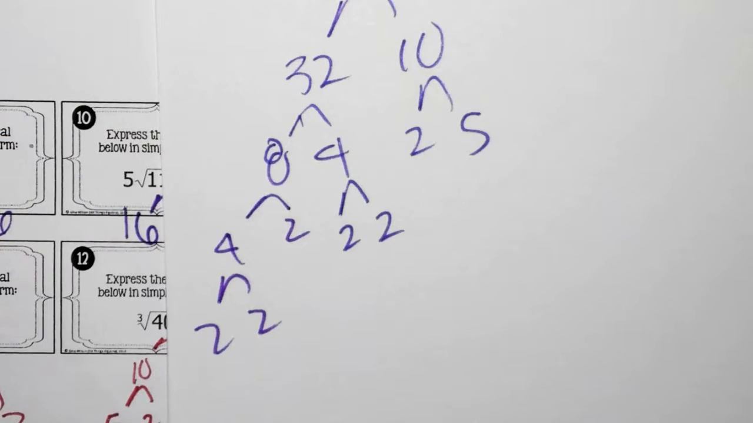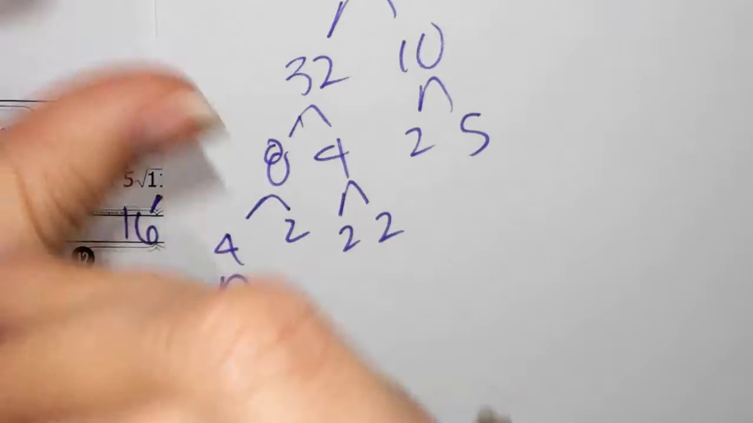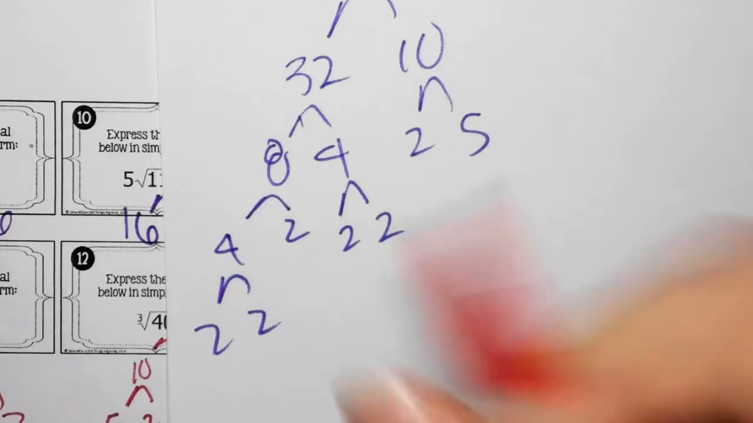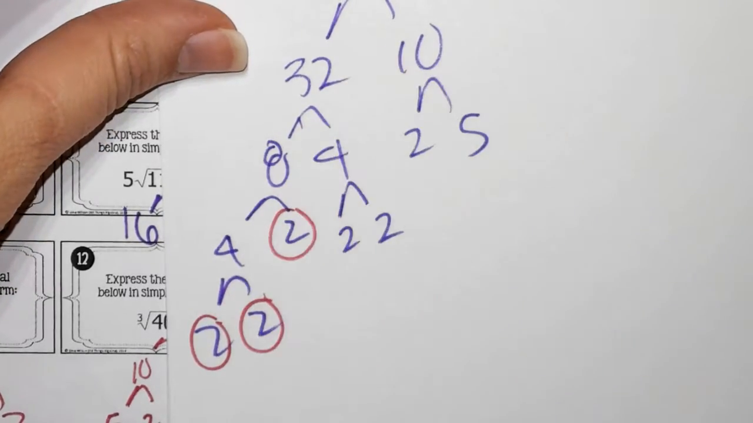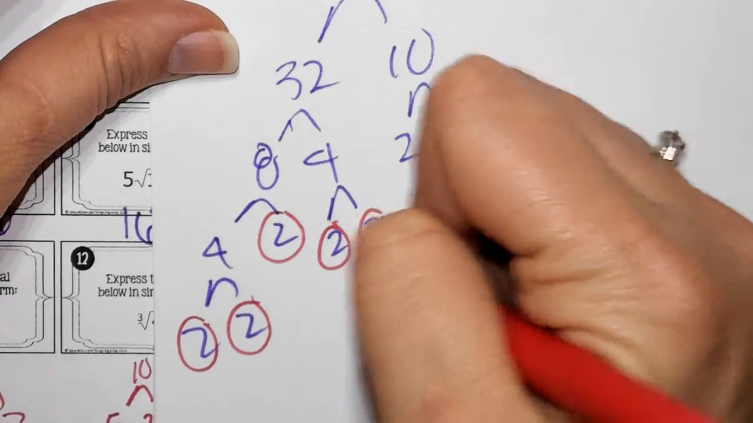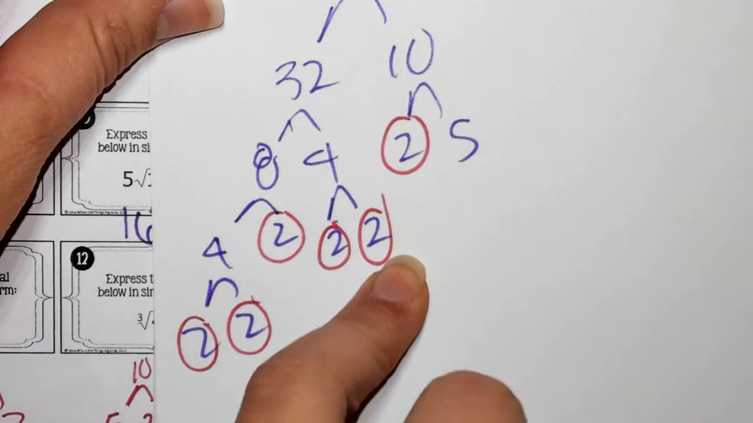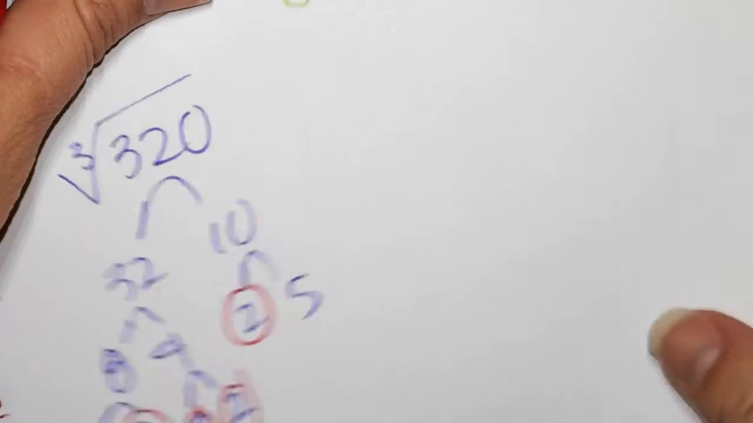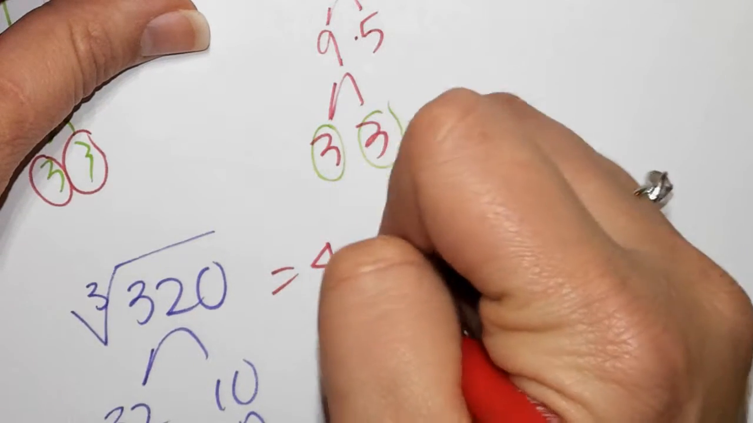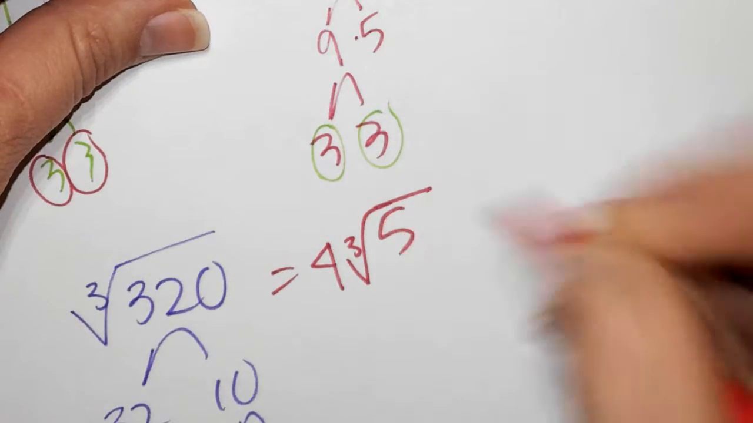So then from there, grab the same color. You have 1, 2, 3 of those, right? And then you have another 3 of those, right? So you would bring one of these and one of these. What's 2 times 2? Okay, so it would be 4 cubed root, and then that 5's left over.